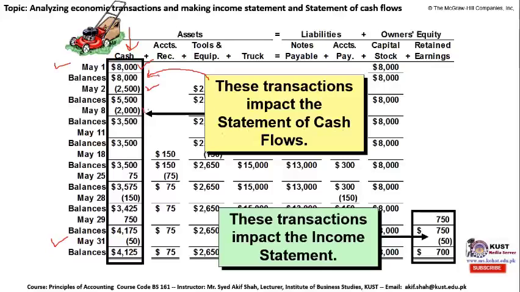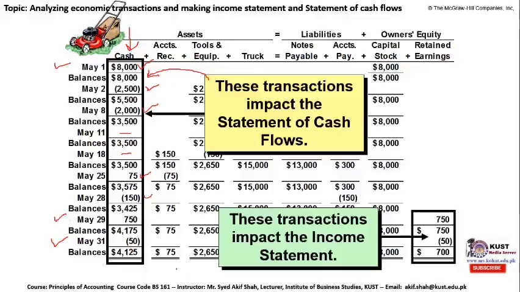Once again, May 8 is a cash outflow. You can see nothing is there against May 11. Similarly, nothing is against May 18, so neither inflow nor outflow. May 25 shows $75 inflow, and $150 outflow against May 28.